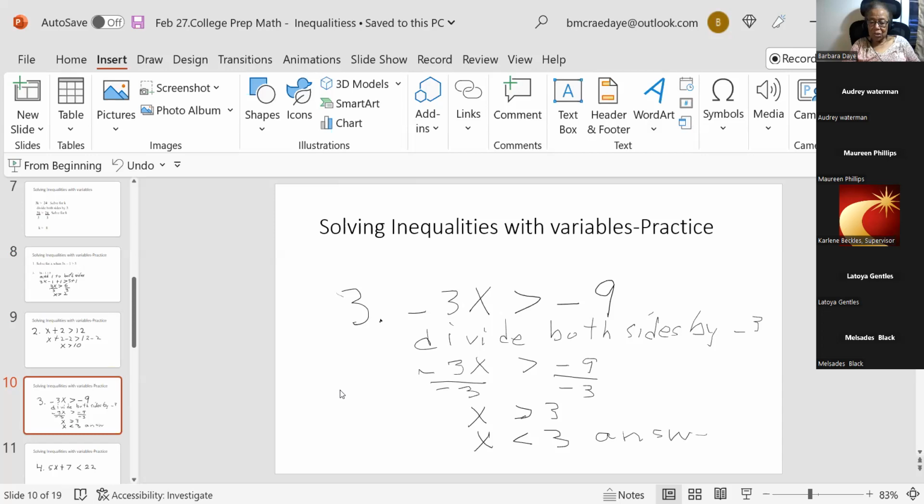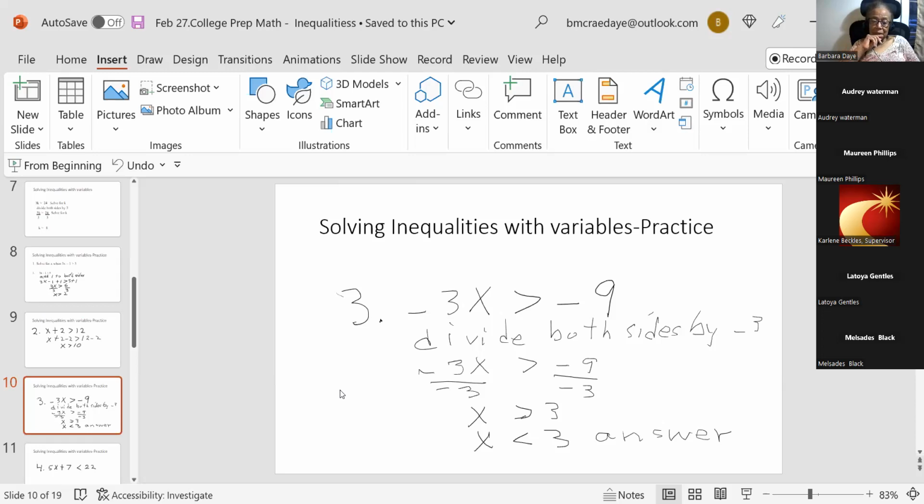Questions? So, Miss, when it's a division, you flip the sign with the answer. When you divide by a negative number, you reverse. Regular division, you don't. But if you divide by a negative, then you reverse the inequality.